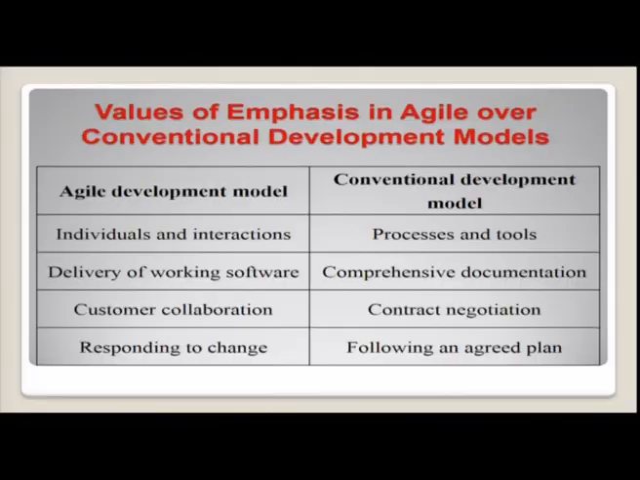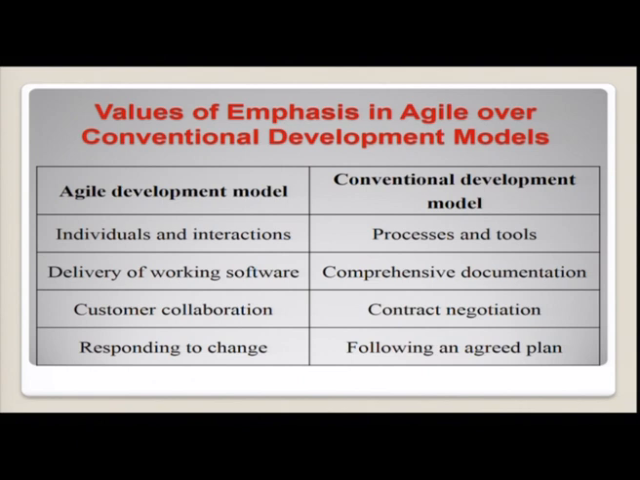Now let us see the values emphasized in Agile over the conventional development models. As we saw in one of the points, the values on the left are addressed the most when compared to the values on the right. What does it mean? I will explain it shortly. Here it is. On the left side we speak about the Agile development model, and on the right side we speak about the conventional development model.